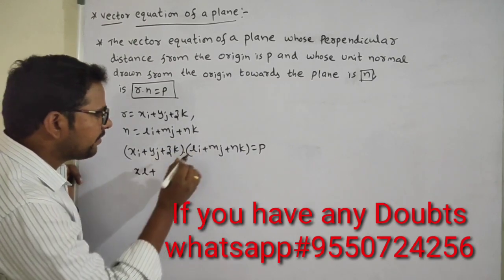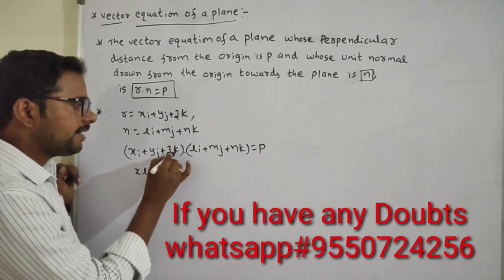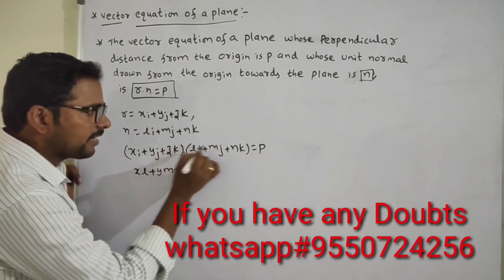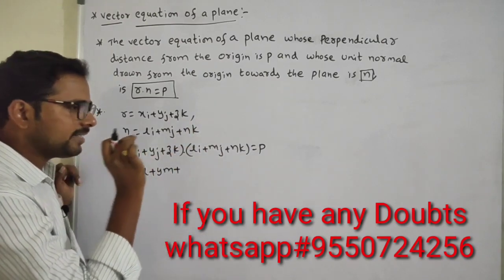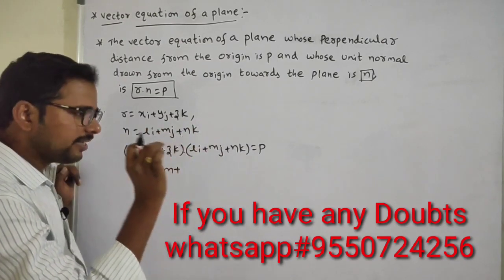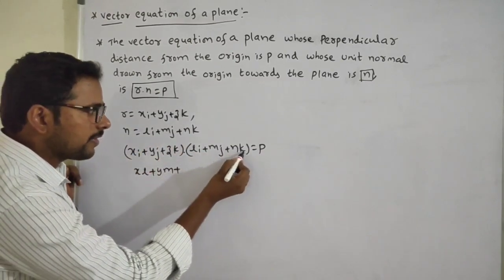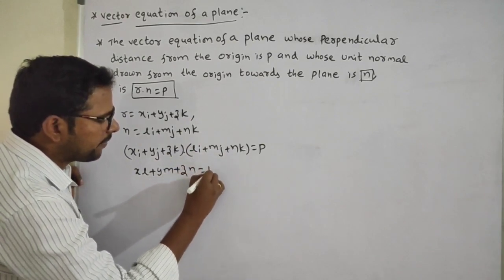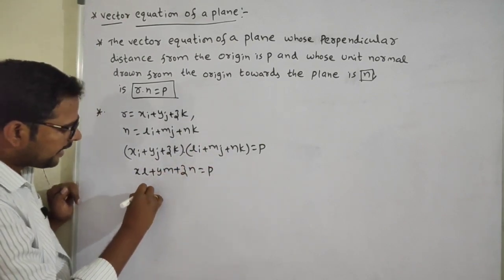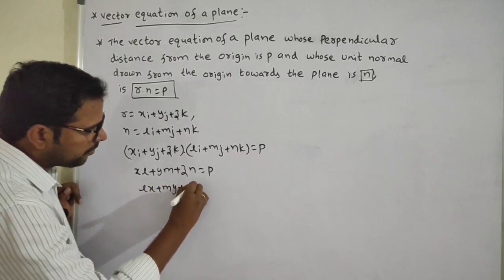Y into remaining into Y, into M, YM plus last K term into K term. K dot K is equal to 1. Remaining terms are 0. Only I into I dot I, J dot J, K dot K. So K dot K is equal to 1. Remaining, Z into N is equal to P. So we can write this as Lx plus My plus Nz is equal to P.